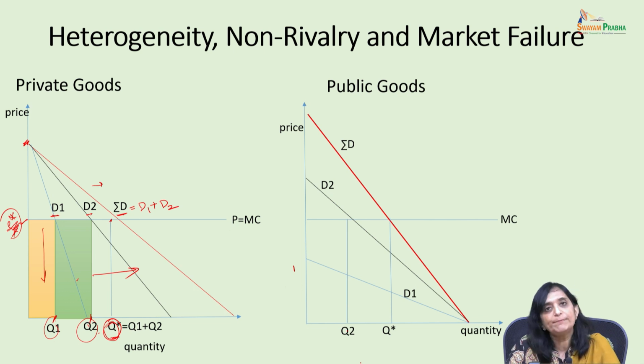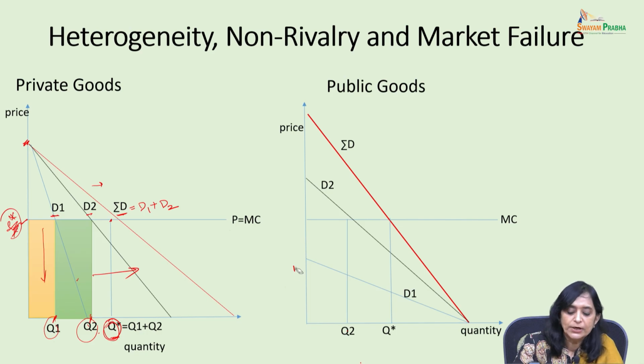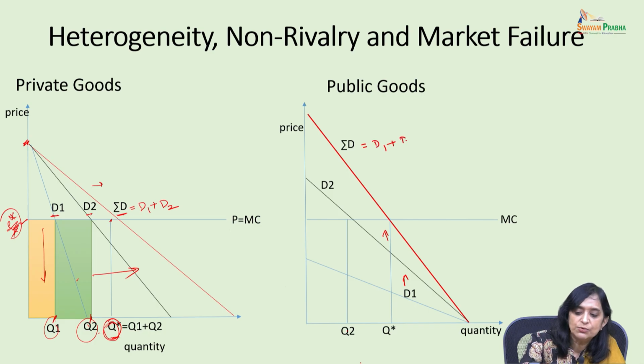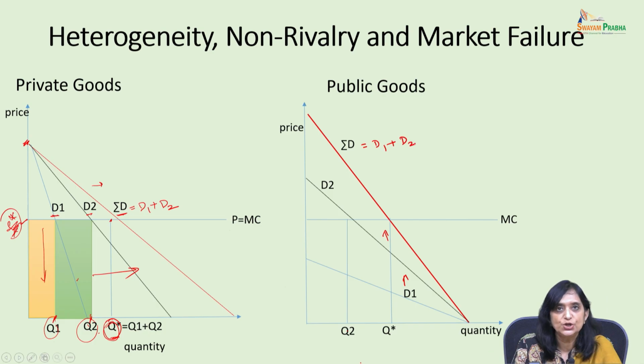But in case of a public good, as we have seen, there will be a vertical summation. Vertical summation means that this D1 and D2 are going to be added. So you will get a summated D which is equal to D1 plus D2. And we are adding it horizontally. Sorry, we are adding it vertically. When we are adding it vertically, what do we get?